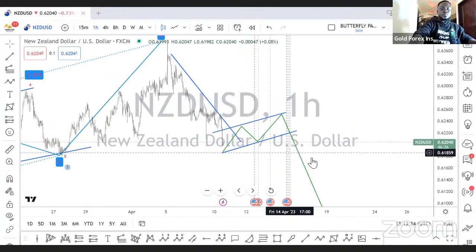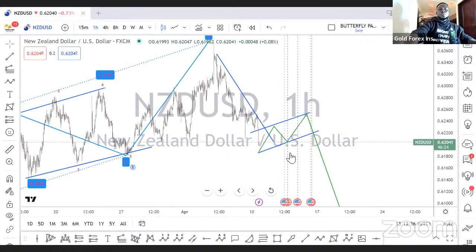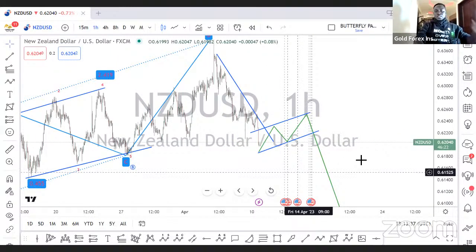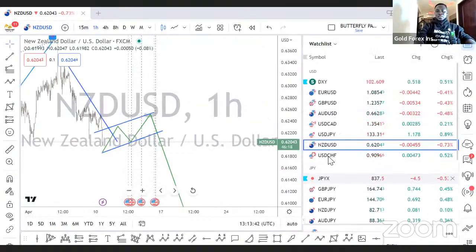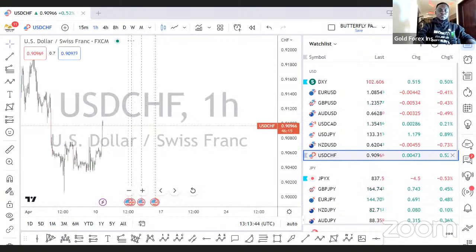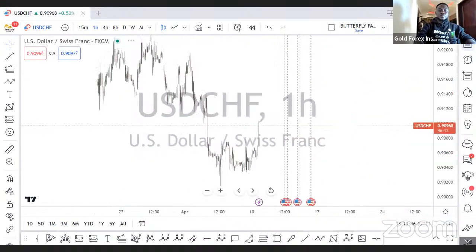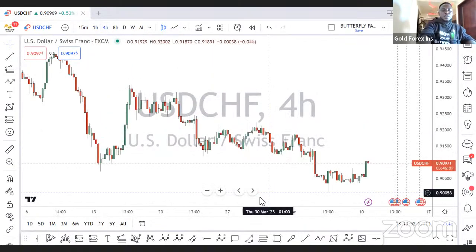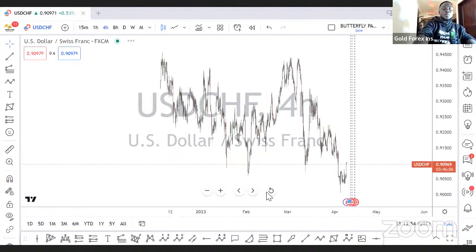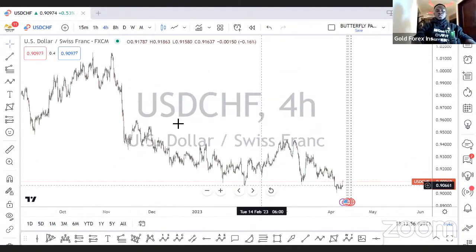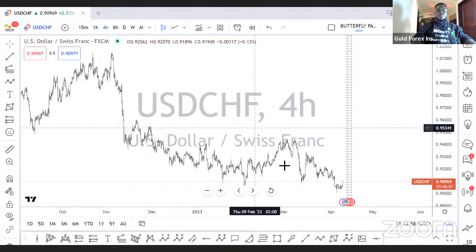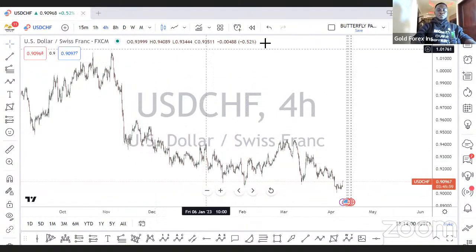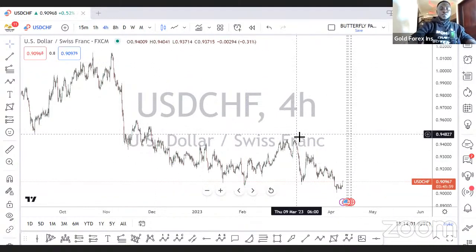Anyway, so this is it. Now let's look at the other pairs. USD CHF, the same thing. I'm not a fan of USD CHF because CHF is far gone than the other pairs. So USD CHF, let me look at a higher time frame.